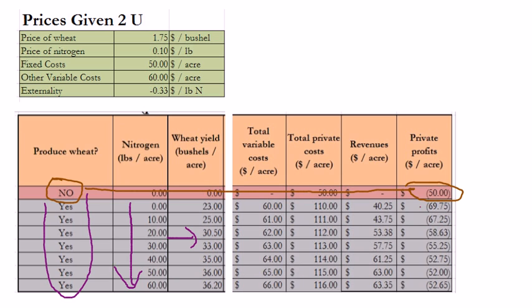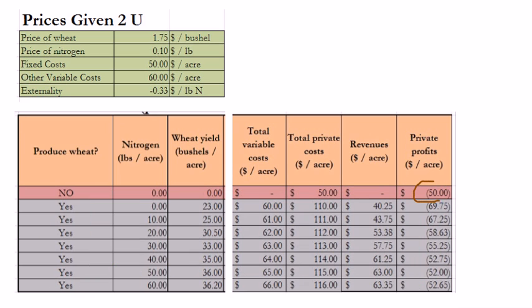And of course, over here in the far right, you know how to do these calculations by now, so I'm doing them for you. We see the different profits associated with different nitrogen applications. And one thing is obvious: we're going to lose money no matter what. Every number in here is negative. But it's also clear that we should not want to produce any wheat at all. If we don't produce any wheat, we do lose $50 per acre. But if we produce any amount of wheat, we're going to lose even more than $50 per acre. So we do not want to produce wheat in this instance.